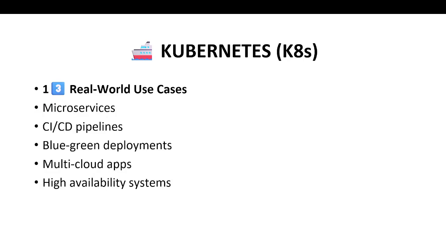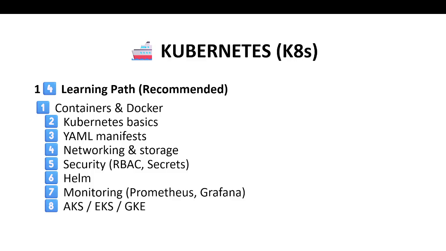So real world use cases. Kubernetes is used for microservices, in CI/CD pipelines, and blue green deployments. Blue green deployments means development and production like that. It is also useful for multi-cloud apps. So if you created different applications in different clouds, Kubernetes manages that too. Kubernetes also manages high availability systems.